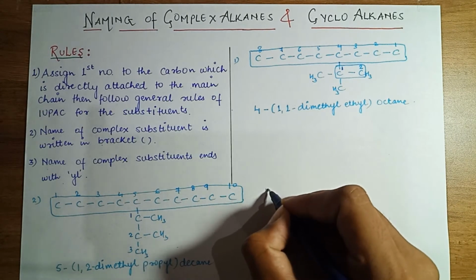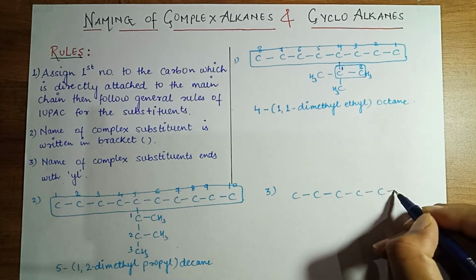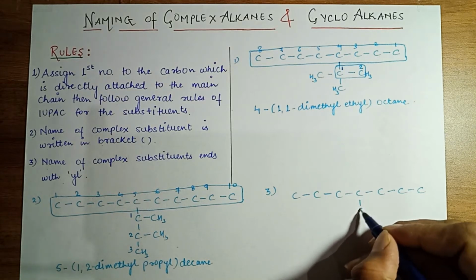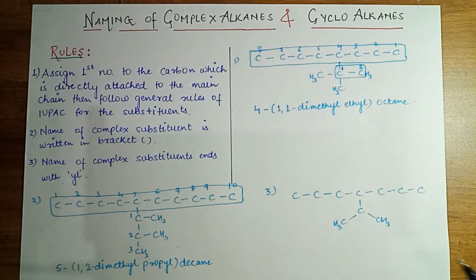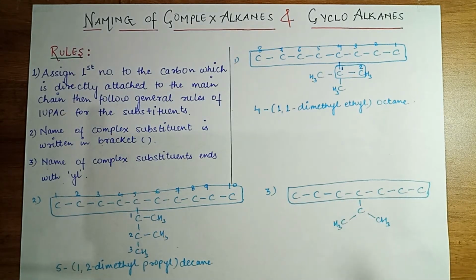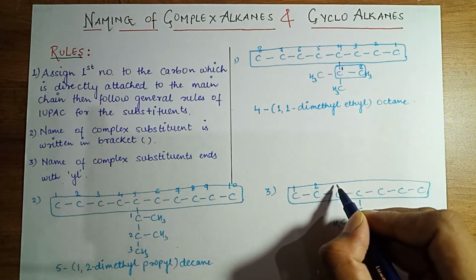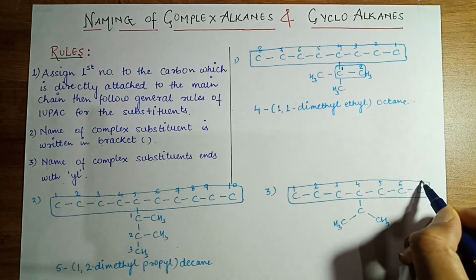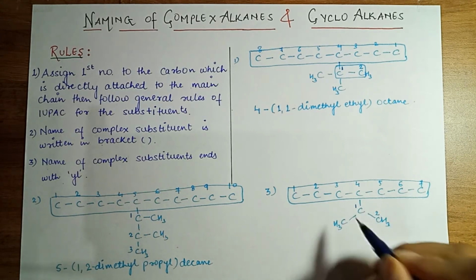Third example we will see. Again, the same way, you have to select the longest carbon chain, which is this, and you have to give the numbering 1 2 3 4 5 6 7, 1 2 3 4. You can give the number in any way because we are getting 4 number from either direction, 4 5 6 and 7. Again the carbon which is attached, we can give one longest chain, that is 2.